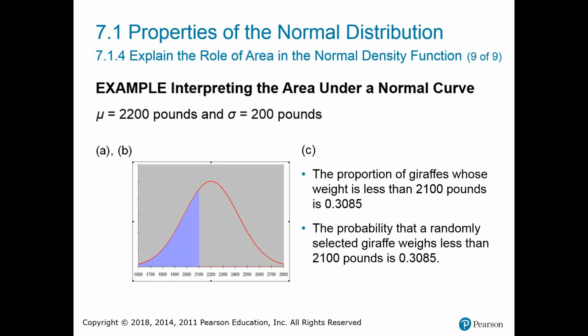So we carry over that information at the top. The mean is 2,200 pounds and the standard deviation is 200 pounds. We plot that out in this bell curve at the bottom. We mark the 2,100 or less, shade that in. The proportion of giraffes whose weight is less than 2,100 is designated by the point 3085. The probability that a randomly selected giraffe weighs less than 2,100 pounds is 0.3085 or 30.85%.